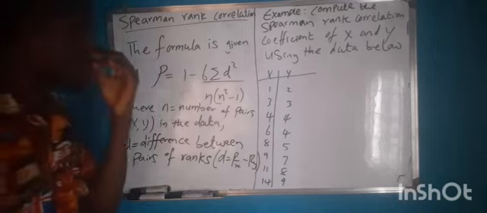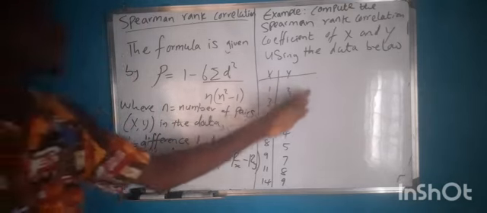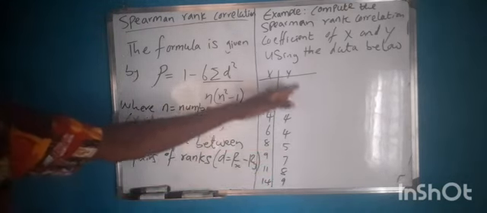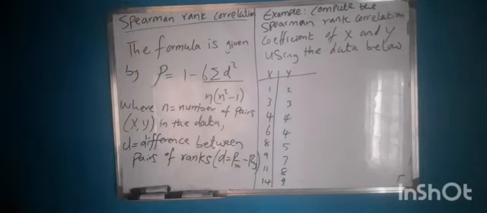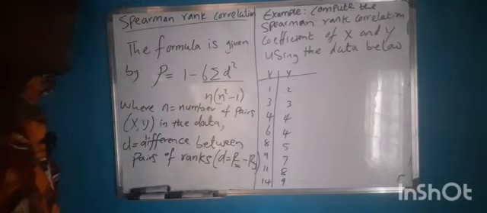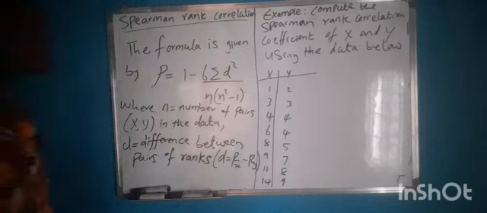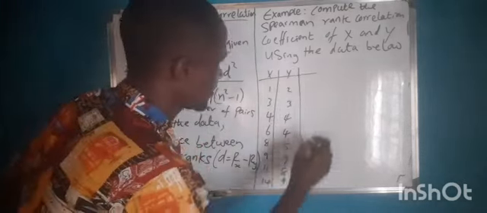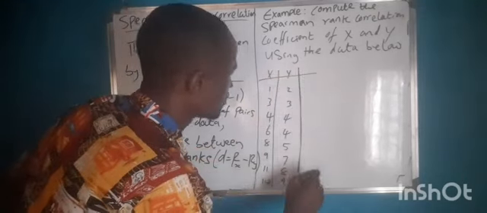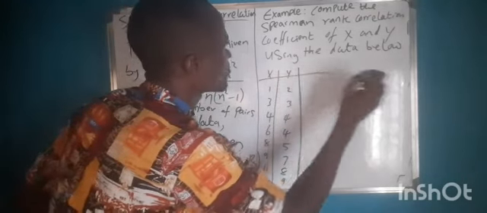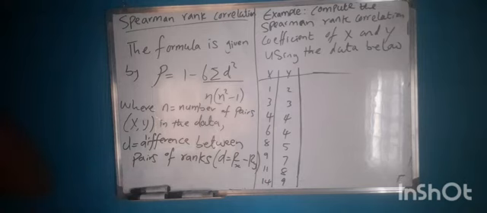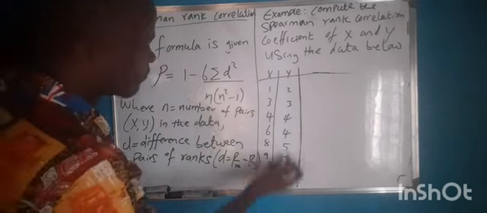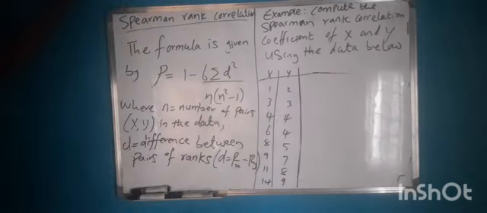In a Spearman rank correlation, you rank the variables. You can rank in ascending or descending order, depending on the order of their importance, any one. But here we will rank in ascending order, ranging from 1 to the number of observations that we have. We have 8 observations.